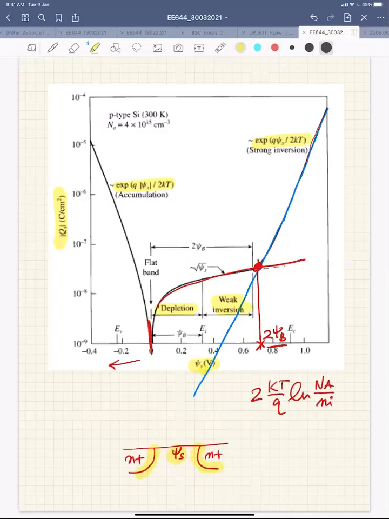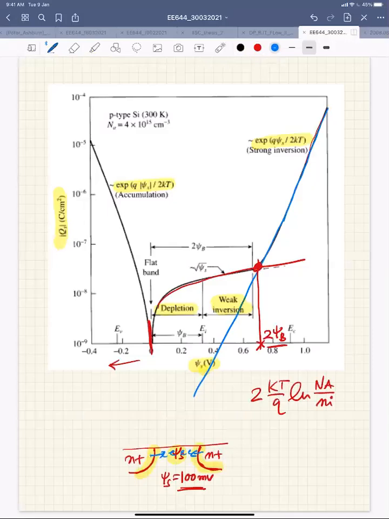So basically, as I told you in the last class, let's say psi s is very small. Let's say psi s is only 100 millivolt. That means these two junctions are forward biased by 100 millivolt, so there will be some injection of electrons from source and drain into the substrate, and these electrons will accumulate here. So even if your psi s is very small, it is much smaller than the depletion charge.